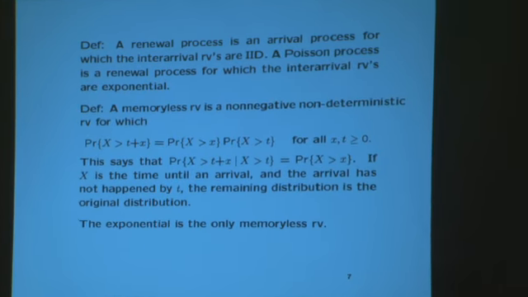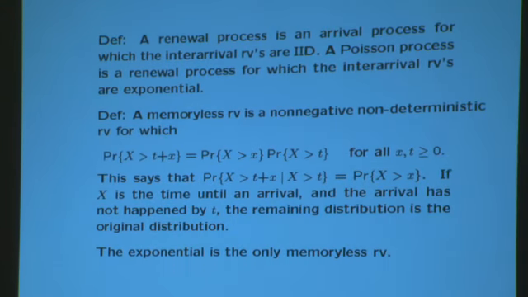You might as well be impatient, but it doesn't do any good to be impatient. Doesn't do any good to wait. Doesn't do any good to not wait. No matter what you do, this damn thing always takes an exponential amount of time to occur. Okay, so that's what it means to be memoryless, and the exponential is the only memoryless random variable.